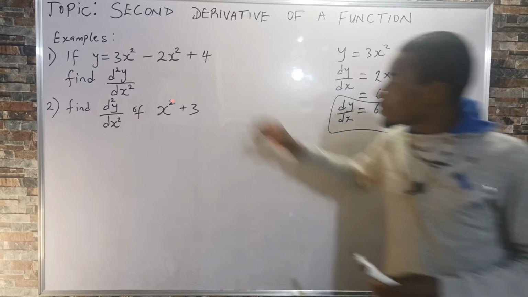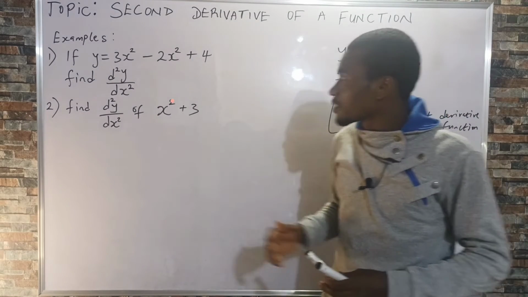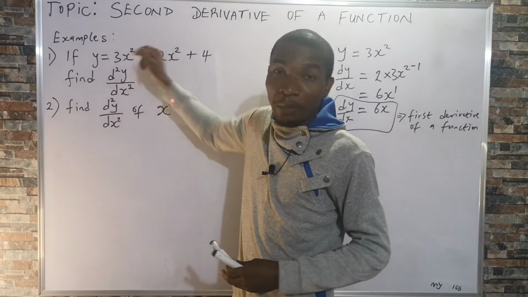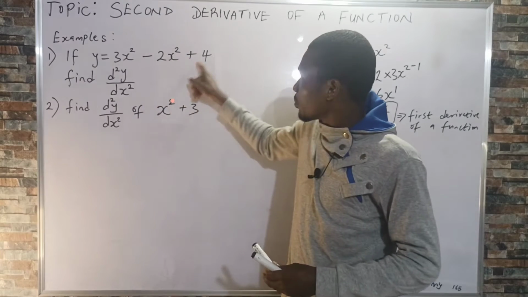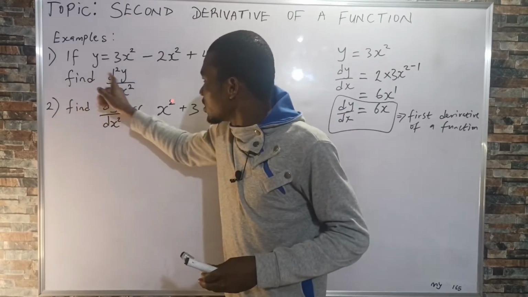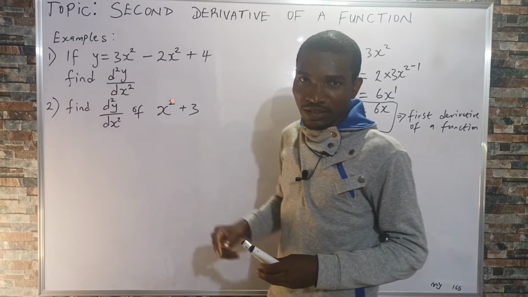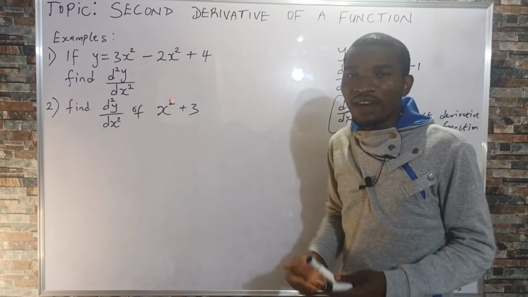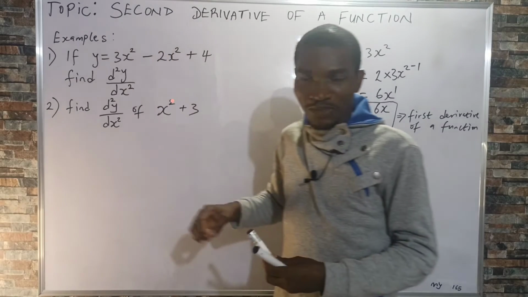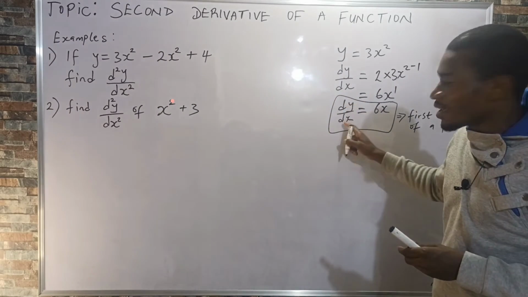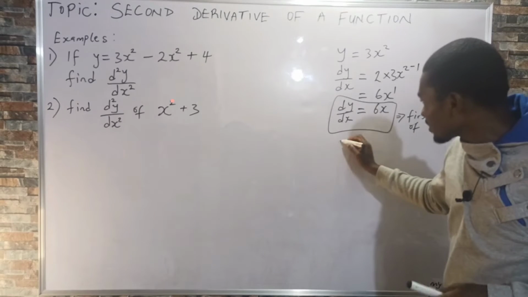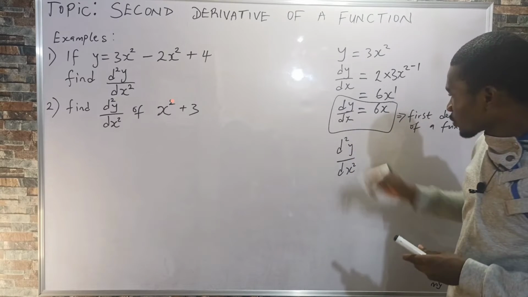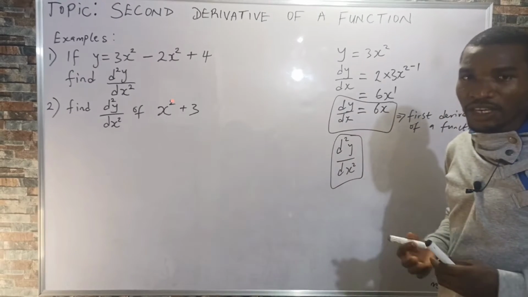Okay, let's go ahead to solve the questions we have here. You will get to understand better. The first example says, if y is equal to 3x squared minus 2x squared plus 4, we are then asked to find d squared y over dx squared. So d squared y over dx squared here simply means the second derivative of this given function. Remember, the first derivative is dy/dx, but the second derivative is denoted as d squared y over dx squared. This is what we call the second derivative of a given function.